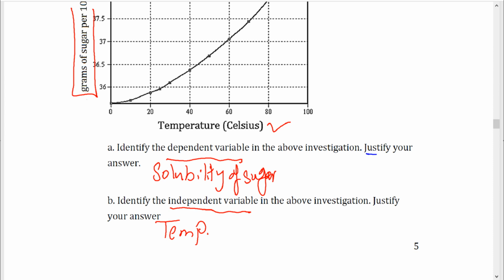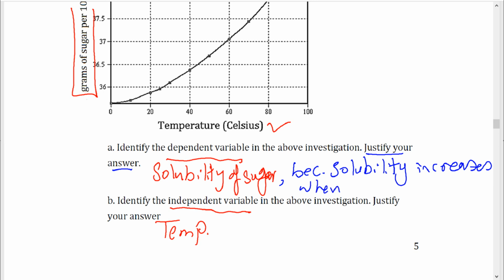And he is asking, justify your answer. So why you have chosen it? So I will say because solubility increases when temperature increases.